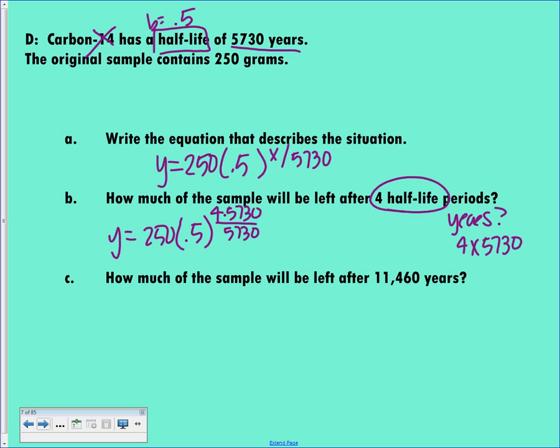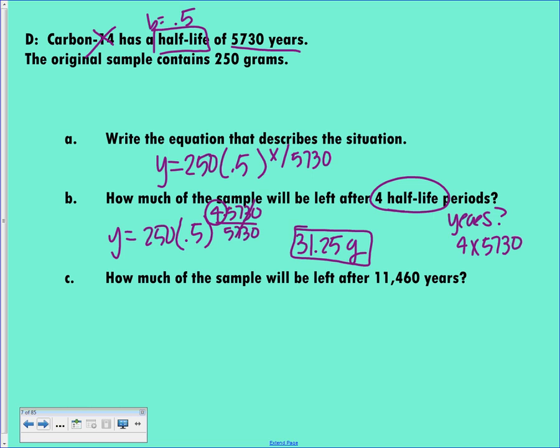Well, what do you notice here? The 5,730s cancel, so you're just left with the 4. And that's always going to be true because that exponent really is how many half-lives are going on. So now I'm going to do 0.5 to the 4th, times that by 250, and I'll get 31.25 grams. And I can't have a decimal here because I'm talking in grams.